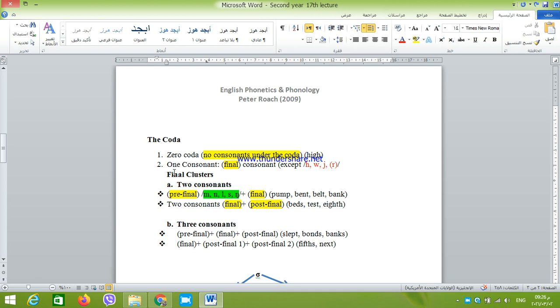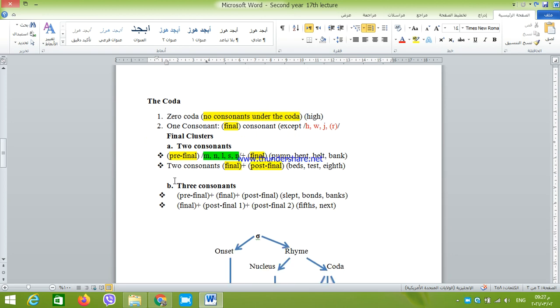We may have 1 consonant under the coda position, yes, possible, but remember, h, w, and y cannot occur in final position. In addition to r, which in British English is not pronounced in final position, but in some other accents of English it is found. That's why I put it between brackets. So a final consonant can be all consonants except these 4.